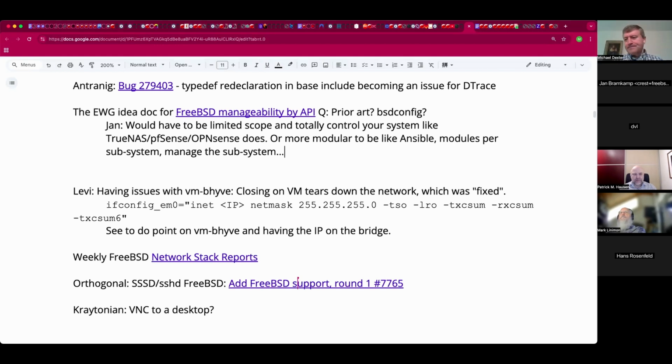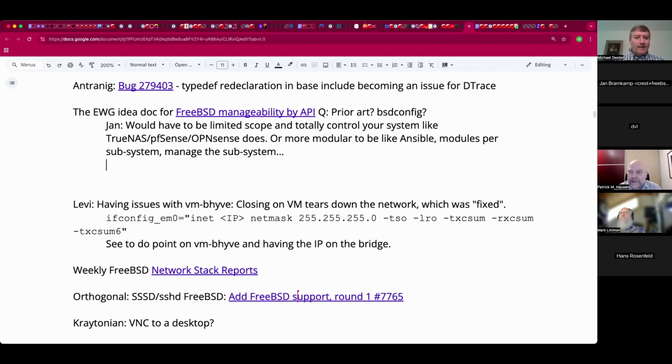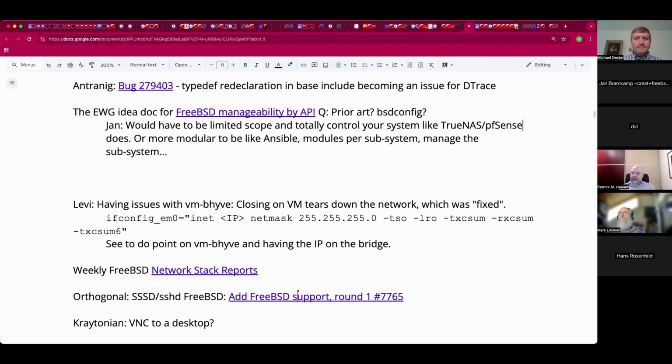Patrick, go for it. Okay, so I do not agree to throw pfSense, OpenSense, and TrueNAS into the same bucket. Jan mentioned TrueNAS, but I do think that OpenSense is a different beast altogether, and that they have a much better vision for the future and of integration of the upstream OS and their, let's call it middleware, for lack of another word, and UI.